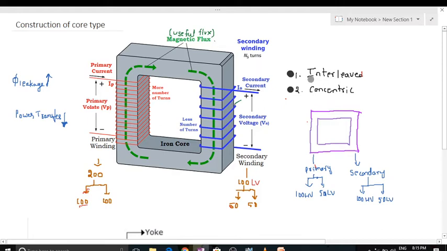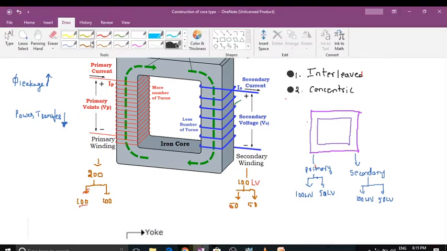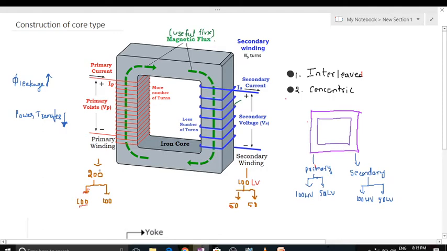So what is interleaved winding? First of all, let us discuss that one. For example, I am taking the primary as 200 turns and the secondary as 100 turns. Because the primary has more turns, I took 200, and the secondary has fewer turns, so I took 100. These 200 turns I have divided into two parts, 100 plus 100. Similarly, the secondary's 100 turns I divided into 50 plus 50.